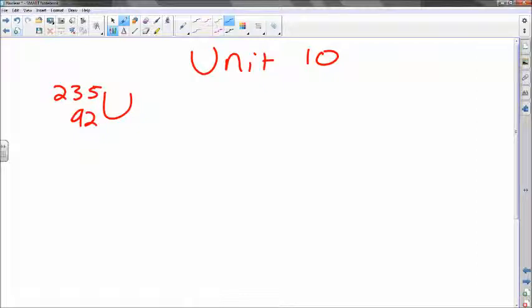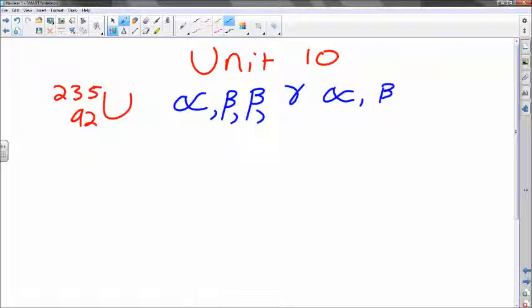So let's say it has an alpha decay, and then a beta, and then a beta. So put commas in between there. And then I'll throw a gamma in there, and then another alpha, and then another beta. What we want to know is what is the final product? What is the final daughter nucleus?